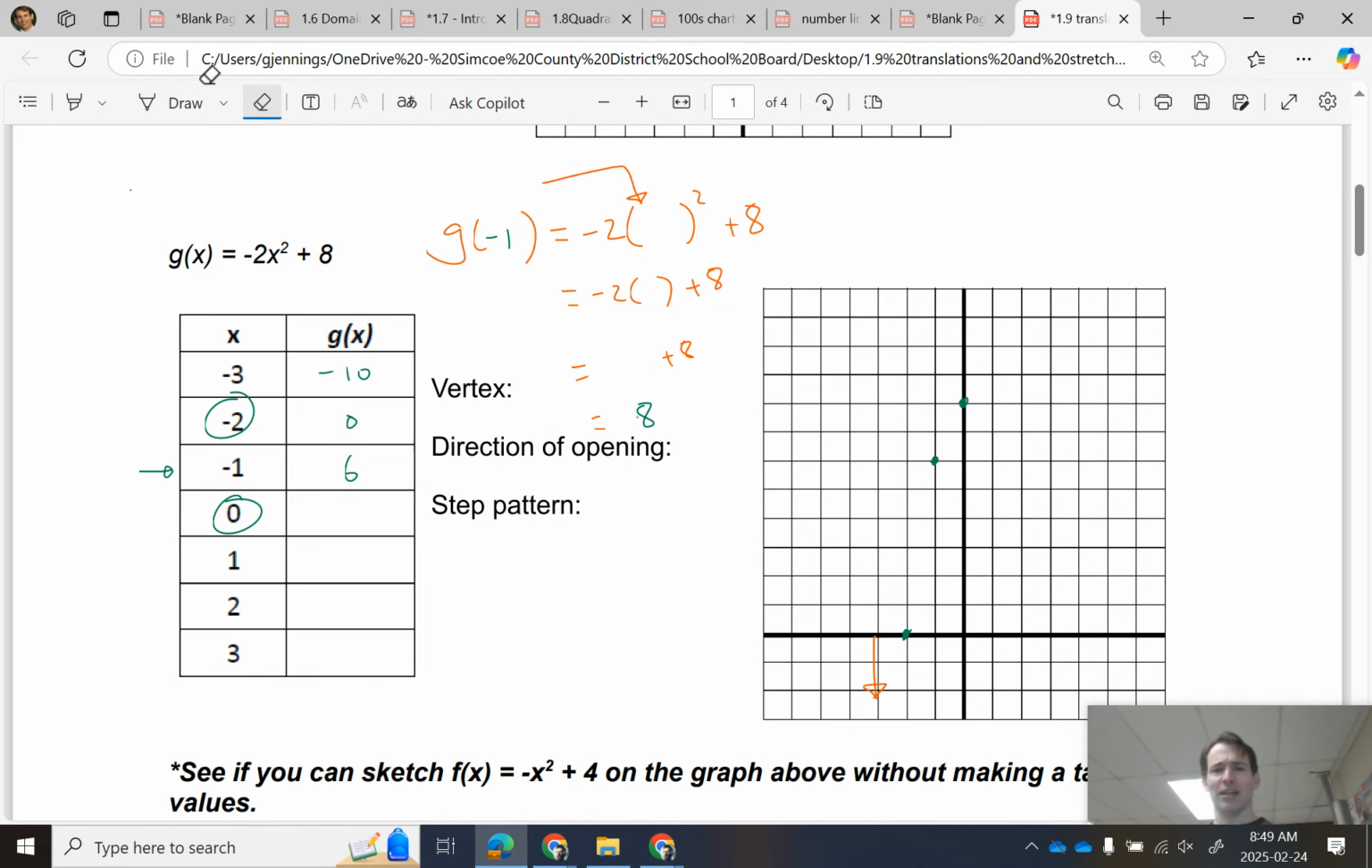See how fast? I'm not doing anything super amazing. I just do the work really fast, because I just do it. Okay. Minus 2 times 1 happens to be minus 2. Minus 2 plus 8 is 6.